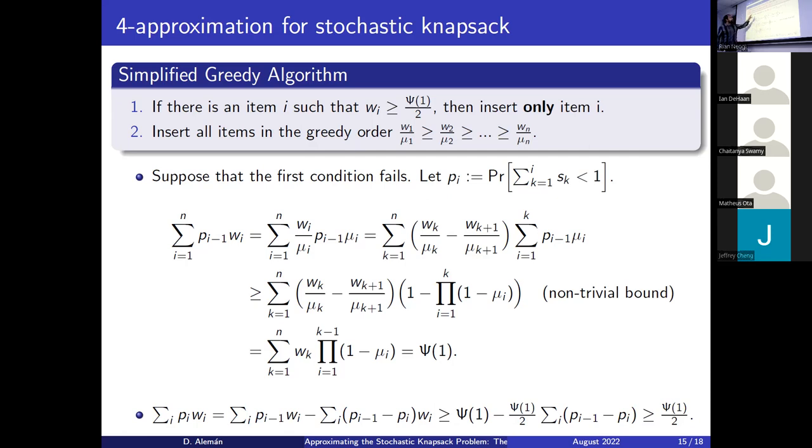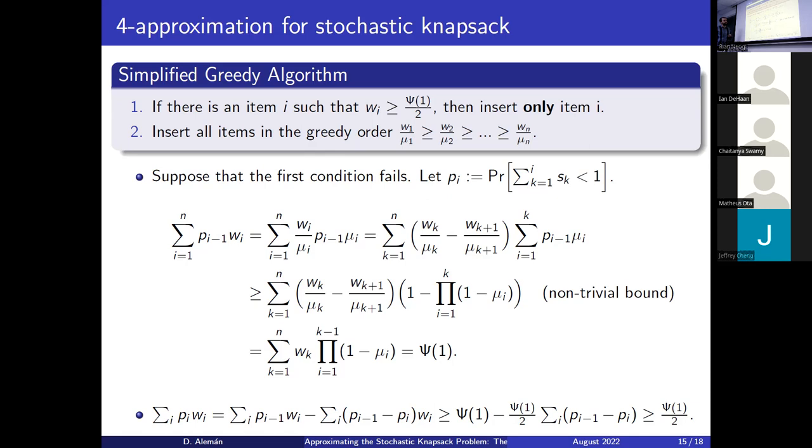We assume that the first condition fails, so each wi is less than C1/2, and hence we have this inequality. And now this is just a telescopic sum of probabilities. So this sum is less than 1. And we obtain that bound. The expected profit of our algorithm is at least C of 1/2.